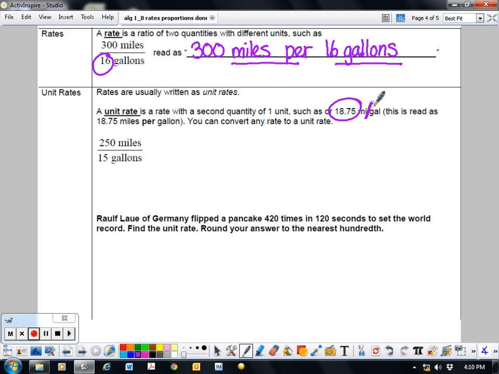So here, let's say we have a different vehicle that traveled 250 miles per 15 gallons. So we would divide that out. So 250 divided by 15 gives me 16.66666666. So my vehicle is averaging 16.666 miles per gallon.